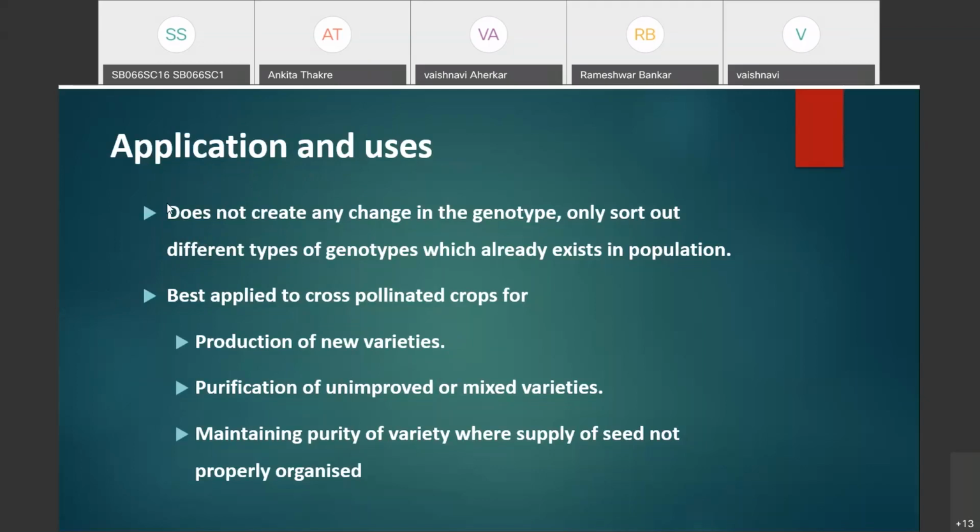Okay, that means the mass selection does not create any new character which is not present in the population. Okay, not creating any new genes. Okay, but it only sorts out the different types of the genotypes which already exist in the population.